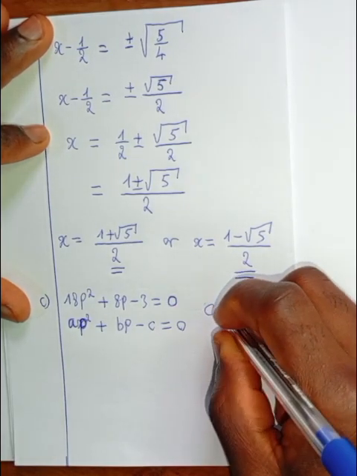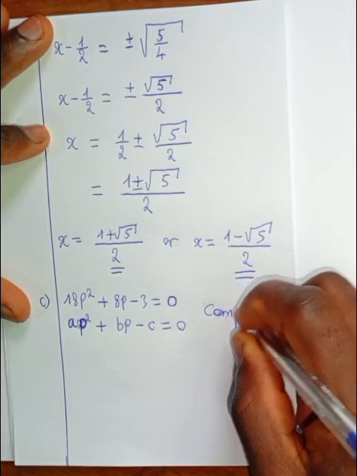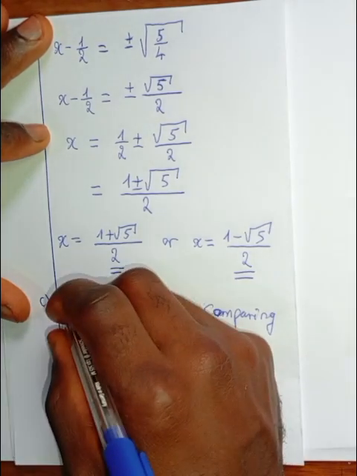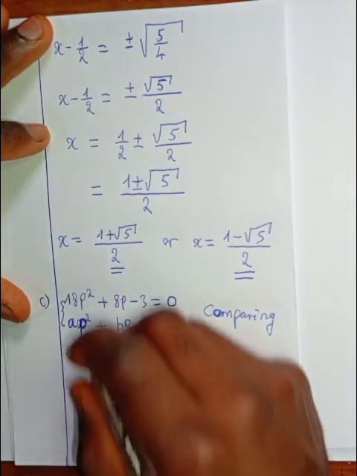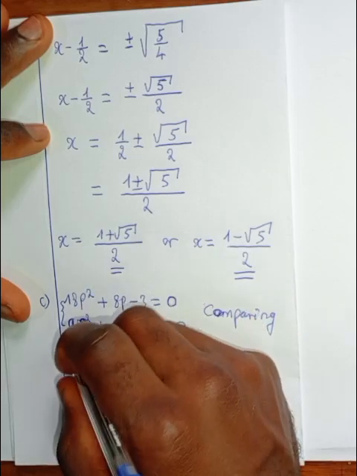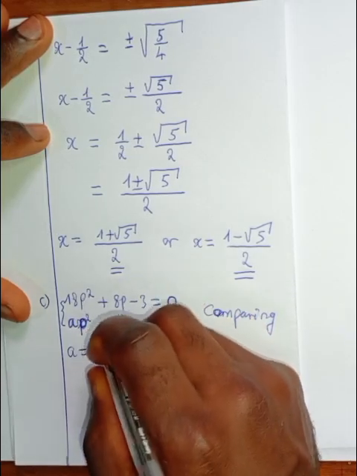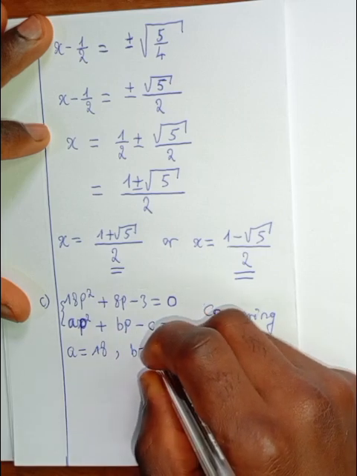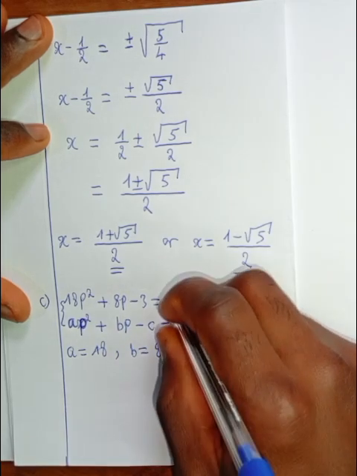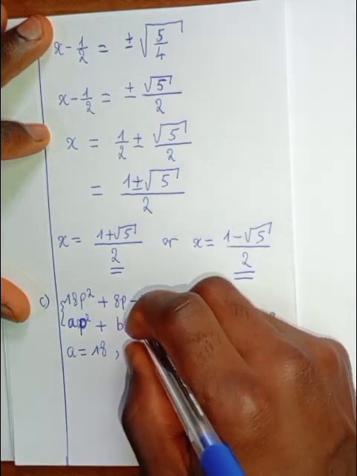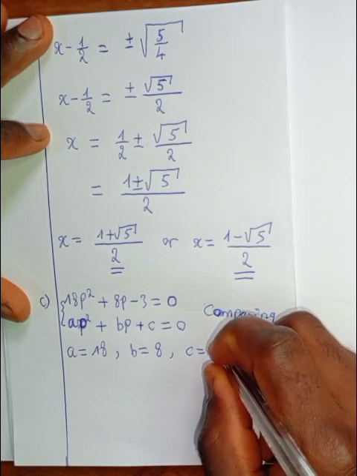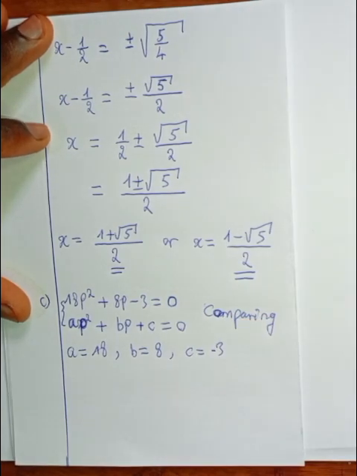We are comparing these two equations, this and this. This is p squared. Our a will simply be 18. For p, our b is equal to 8. For the constant, this is plus. Our c will simply be equal to negative 3.